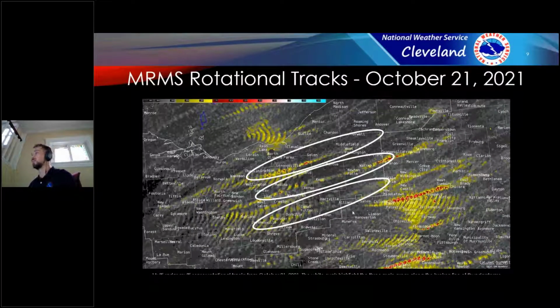So once again, we'll revisit the low-level rotational MRMS tracks. And these 3 areas are what we'll focus on for our area, at least. That's where the bulk of the tornadic storms occurred.